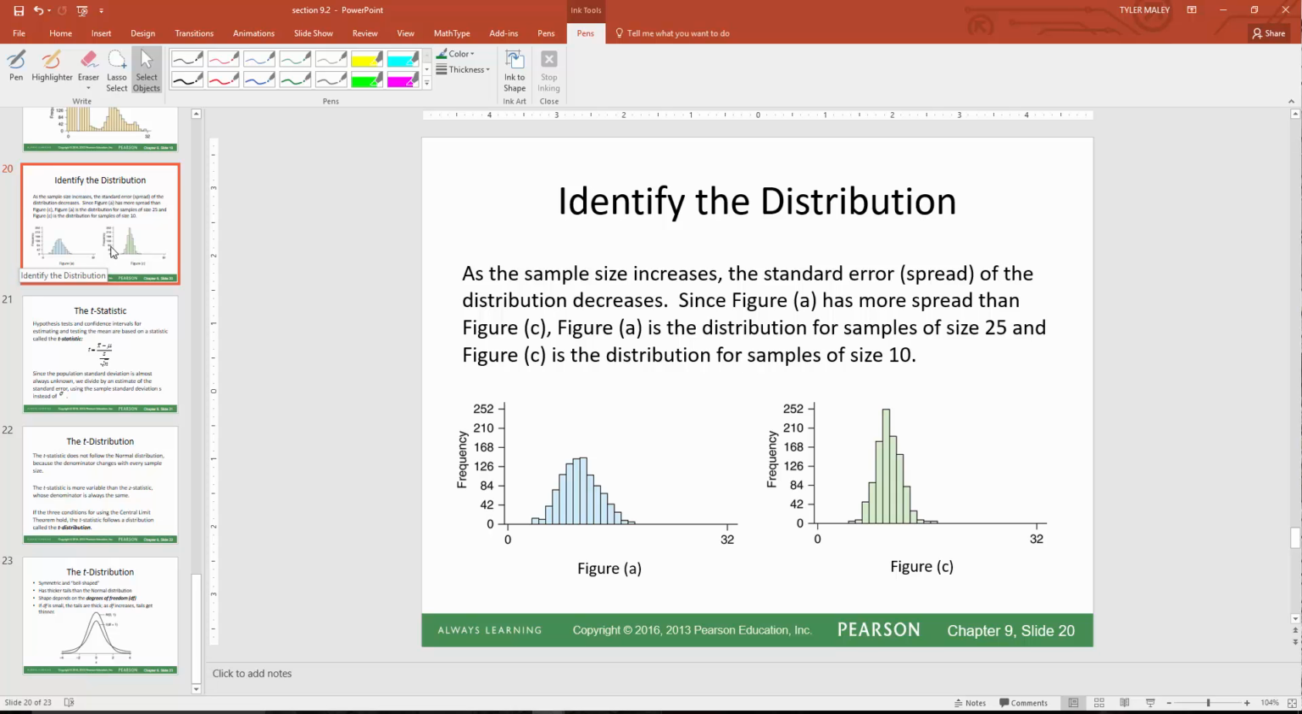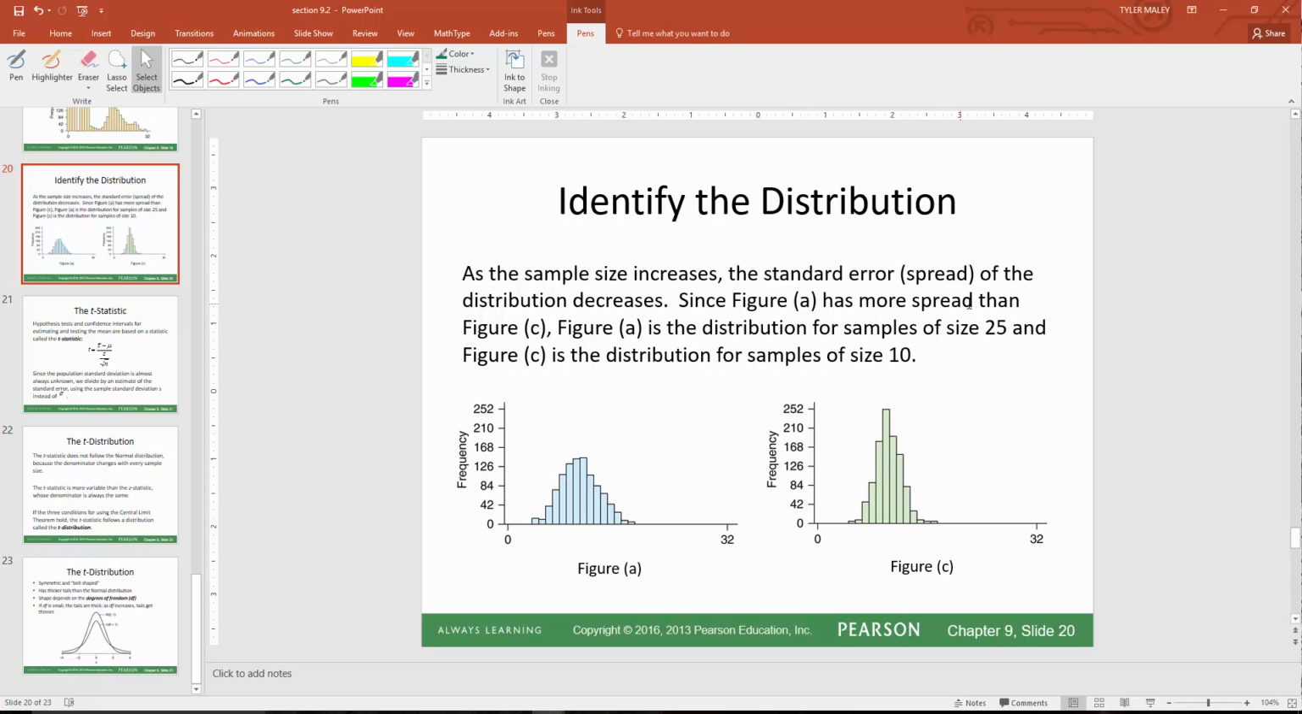The next two look approximately normal. Now we have to think about which one would be for a sample size of 25 and which one would be a sample size of 10. One thing we want to remember is that as the sample size grows, the standard error, or the spread of the distribution, is going to decrease. So figure A would have a higher standard error than figure C. So figure A would go with the sample size of 10.